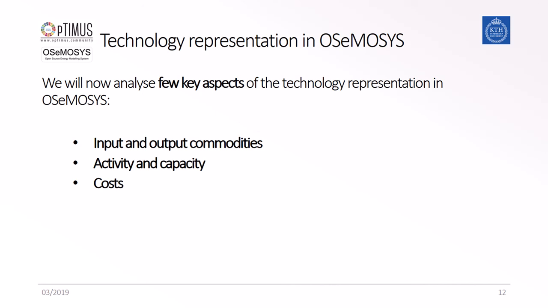We will now focus on a few important aspects when defining the technology: input and output commodities, activity and capacity, and finally, costs.